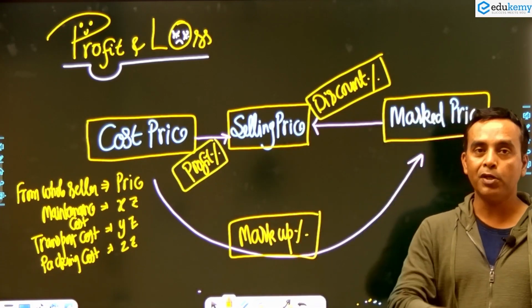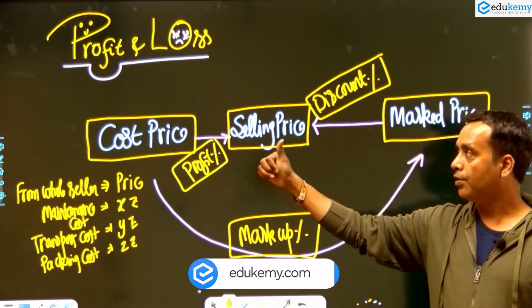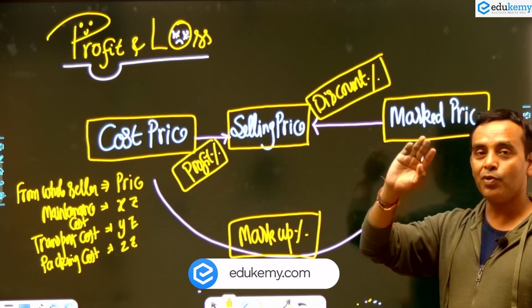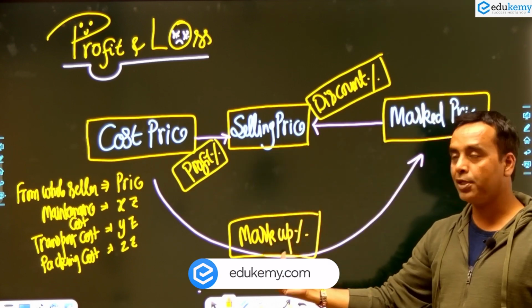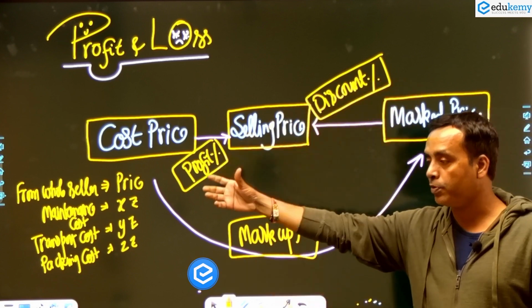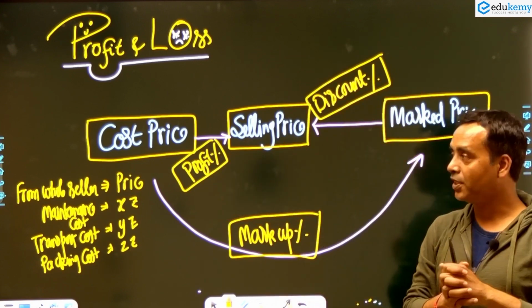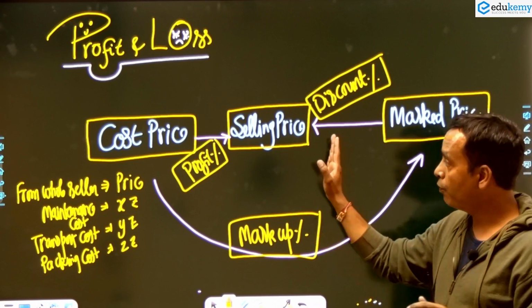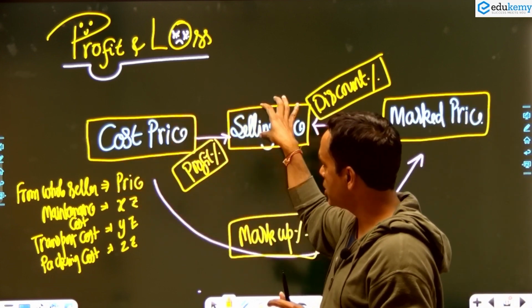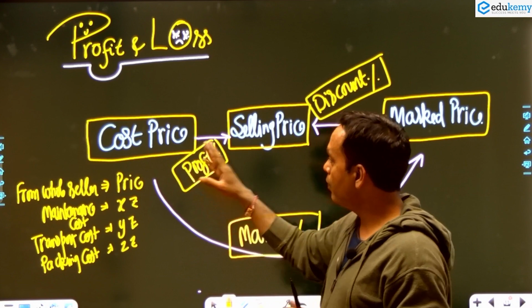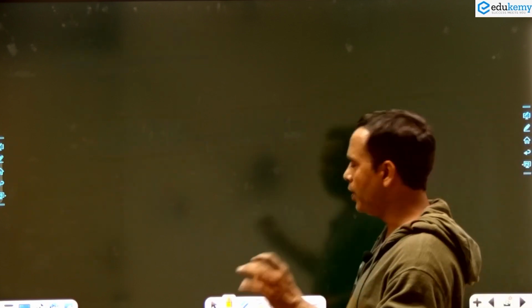So in this chapter you will meet three prices: CP, SP, MP, and you will meet the three percentages: markup percentage, discount percentage, and profit percentage or loss percentage. It is the total chapter. ठीक है. First I am teaching you only this first portion, CP, SP, and profit or loss. Okay, then I will go further. So it is very interesting.